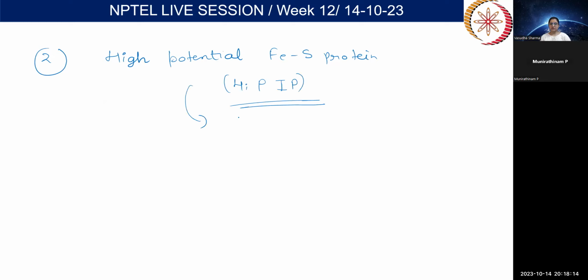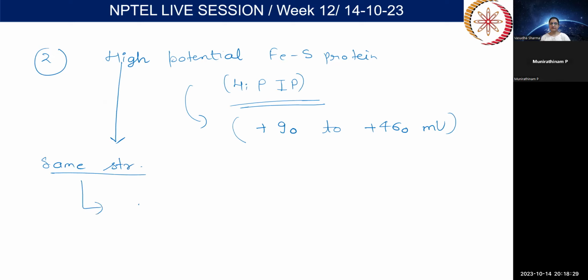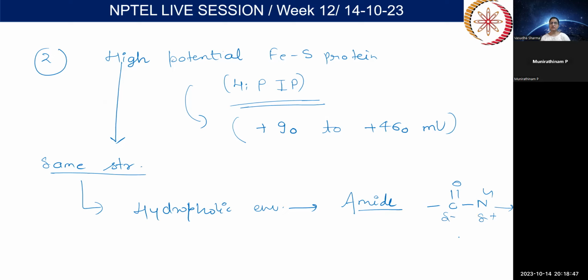So they have a redox potential ranging from +90 to +460 millivolt, which is very high. Why is it so? This protein also has the same structure. The structure has not changed, but this one has a hydrophobic environment. That hydrophobic environment contains some protein molecules which have amide chains, C double bond O and N-H. Because of the charge separation, delta positive and delta negative, they balance out the charge.